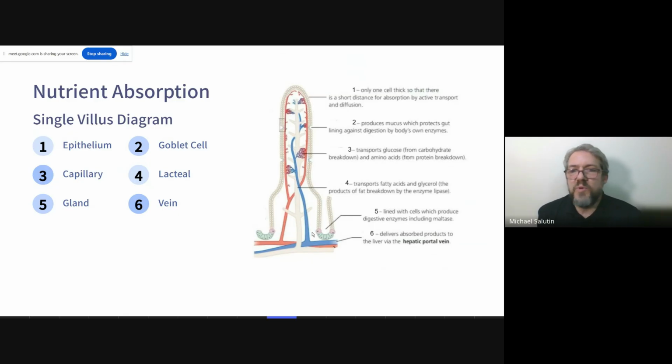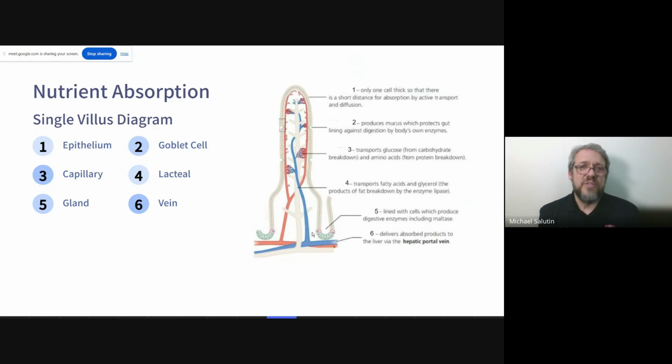So the first one, number 1, is the epithelium. This is almost kind of like a skin. It's the covering, and it is only 1 cell thick, so that it is a very short distance for absorption by active transport and by diffusion. And that's very important for rapid absorption.